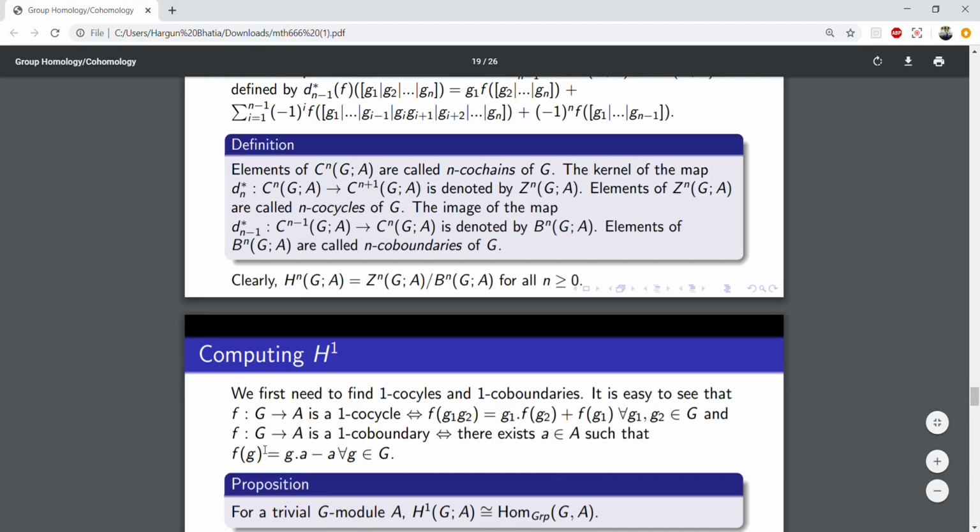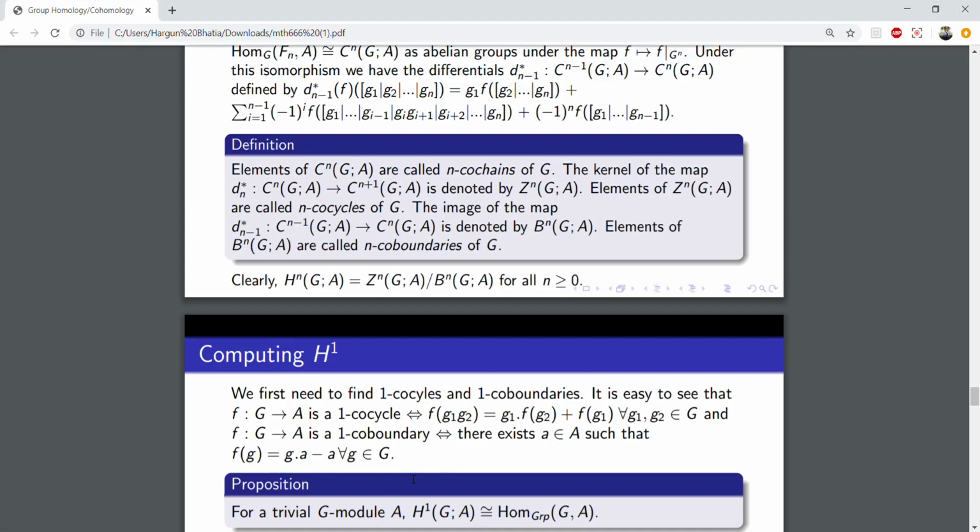And again by this definition, a set map from G to A will be a one coboundary if it is of the form f of g equals g dot a minus a for some a in A. Again, these follow easily from the definitions. Then from this information you can say that for a trivial module A, the first cohomology is nothing but the group homomorphisms from G to A.